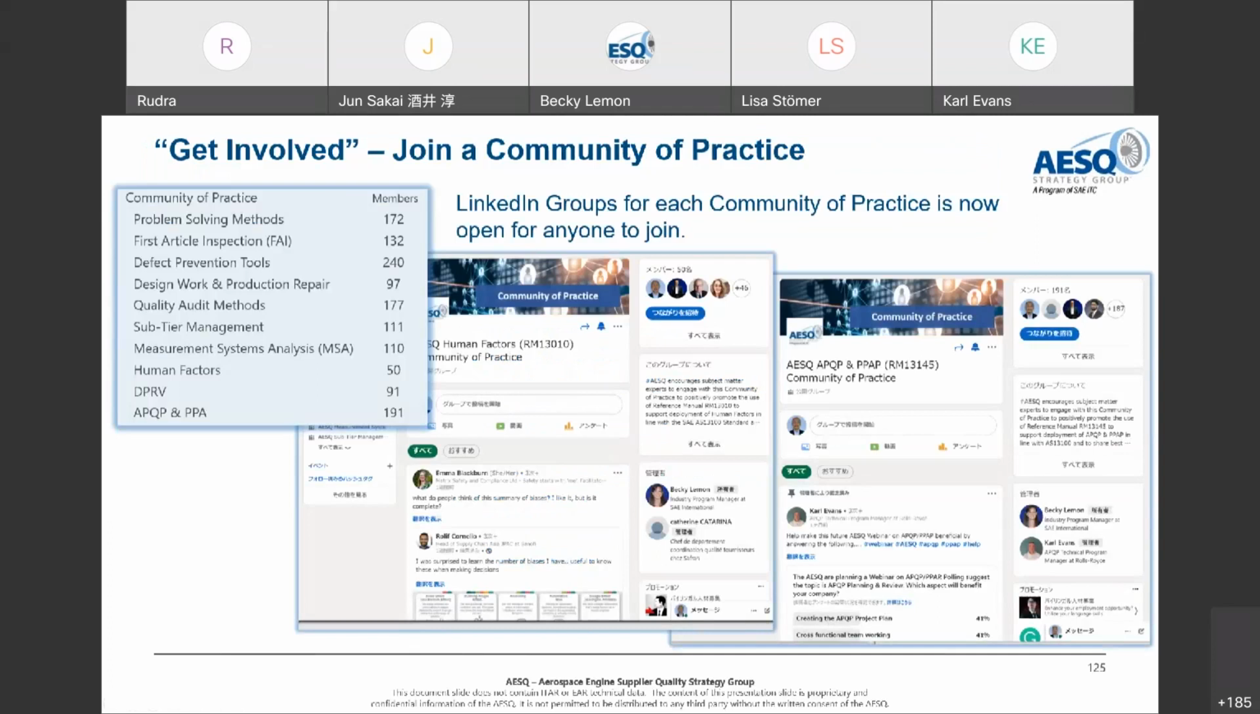So this is a community of practice. In the top left box, you can see the number of members in each community of practice. This number is growing at this moment. Once you join the group, you can post your communication to the AESQ subject matter interest group, and they will respond to you with the answer. That kind of communication will energize the activities for the whole group.